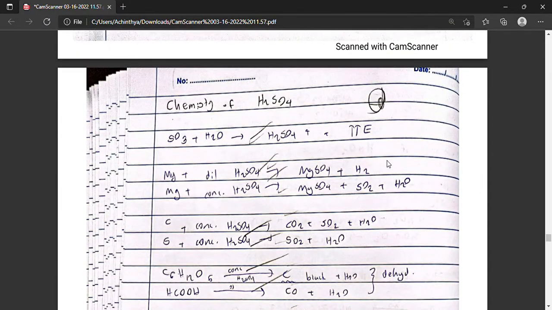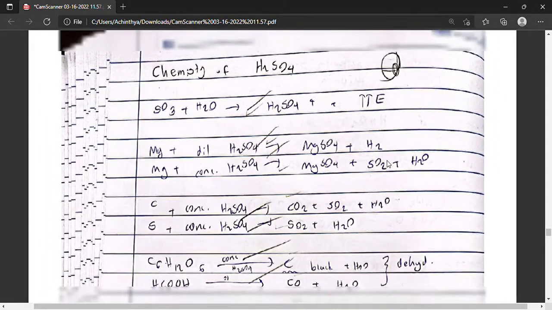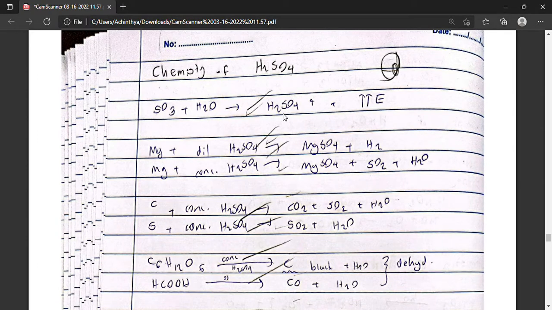Then we will go on to the chemistry of sulfuric acid. As you can see over here, sulfuric acid can be formed by dissolving sulfur trioxide in water. It will result in producing sulfuric acid and also a high increase in temperature. It's a highly exothermic reaction.